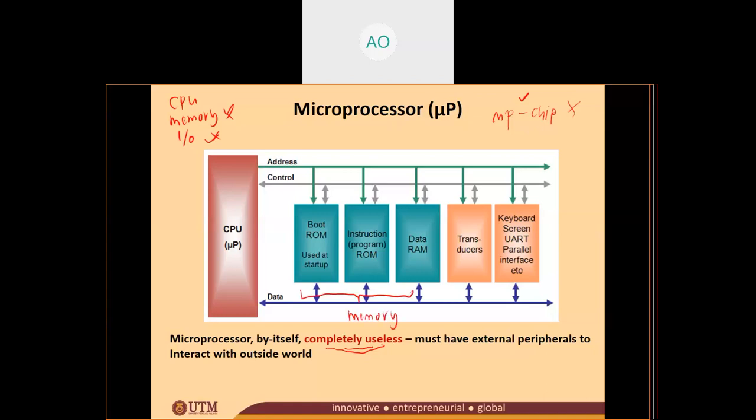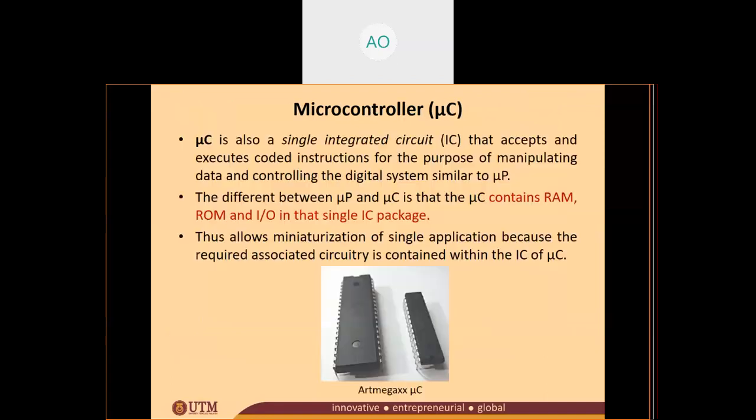And this is your I/O. Okay, so you need to buy lah. You need to buy another chip for the memory and another chip for your I/O. Okay, so that is a microprocessor. Okay, next is a micro-C.